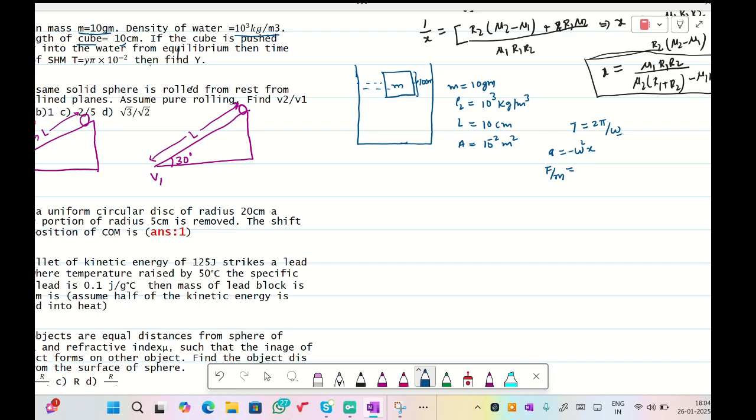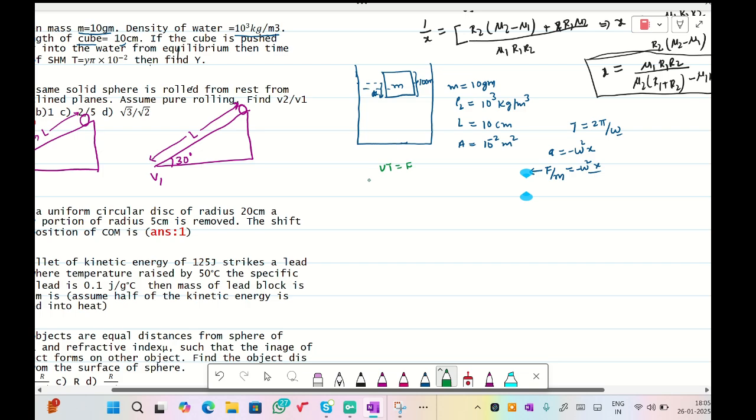F by m is equal to minus omega square into x. Here, a slight displacement dx is considered. It is displaced slightly by dx and released, meaning it oscillates. Therefore, I can take the restoring force as upthrust. Upthrust is the restoring force here, which is responsible for oscillating. Don't consider upthrust minus mg, that is wrong. Only upthrust is the restoring force here. Here dx is the displacement of the block, not the length.